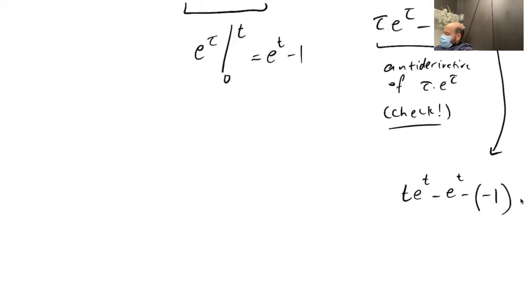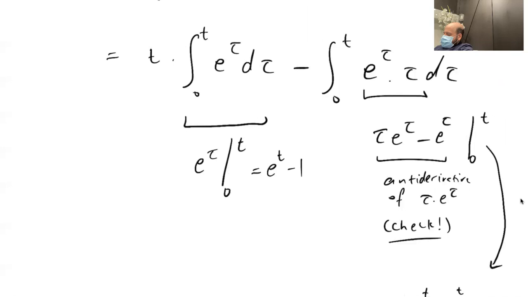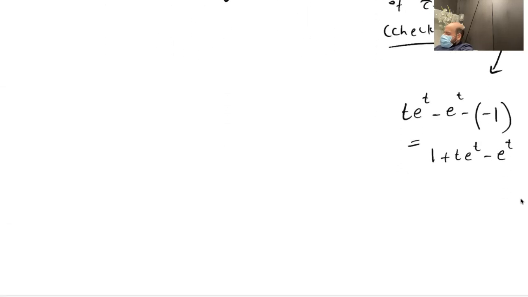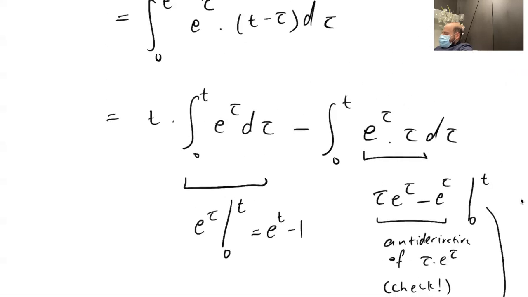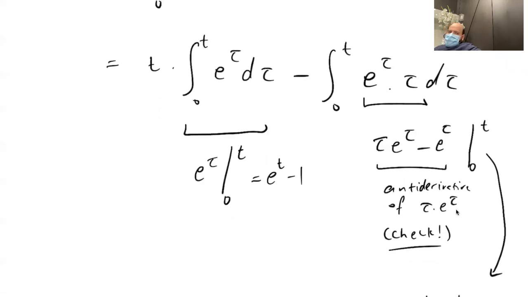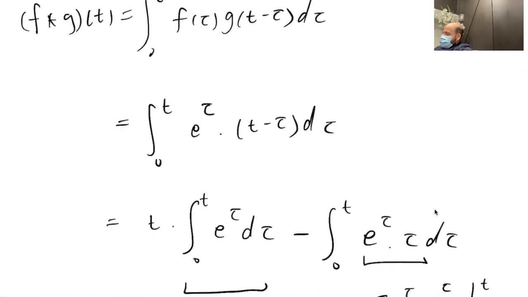And then that will be 1 plus t e to power t minus e to power t. So this is the evaluation at t and minus evaluation at 0. So now I need to multiply t with this function and then minus this function that I have here. So let's see what we get.